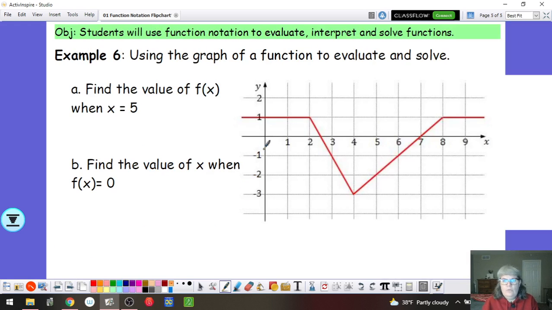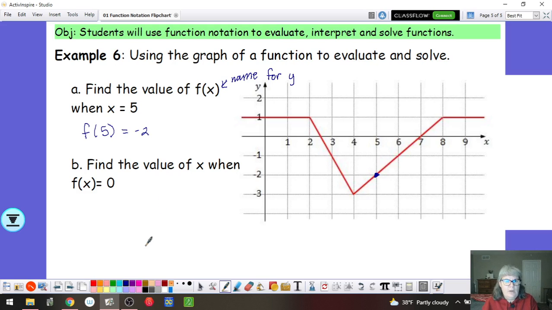Now let's go back to that warm-up that we had. Here it's being listed as an example. Find the value of f of x when x is 5. So just remember, f of x is a name for y. So we're going to be looking for f of 5. So just like we did in the warm-up, when x is 5, find the corresponding y value that goes with that point, and we have f of 5 equals negative 2.